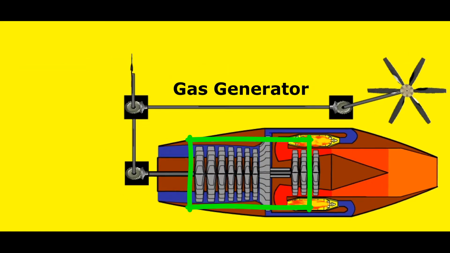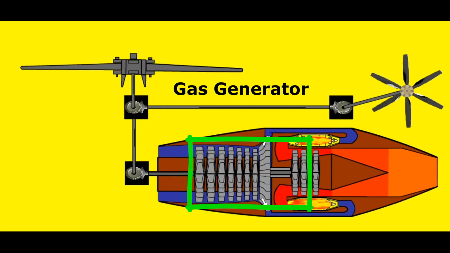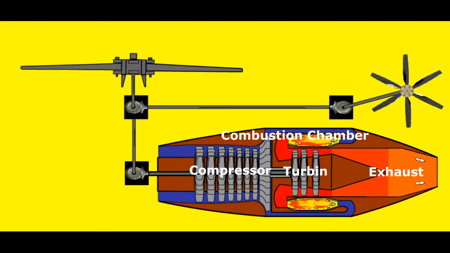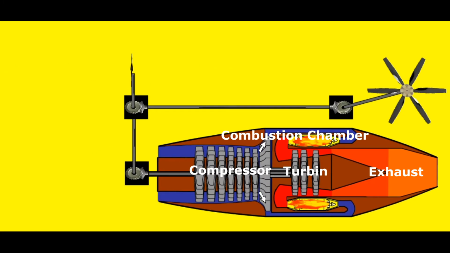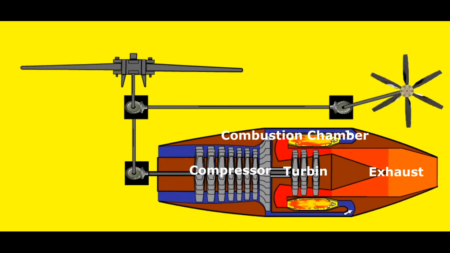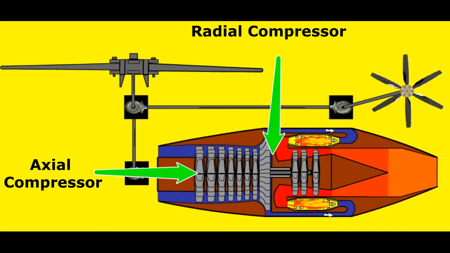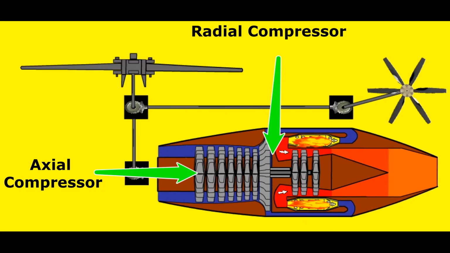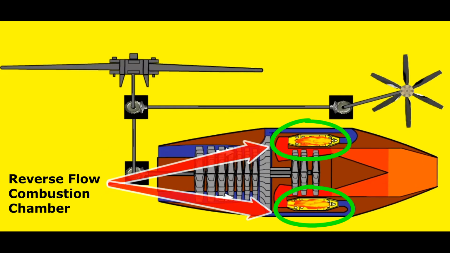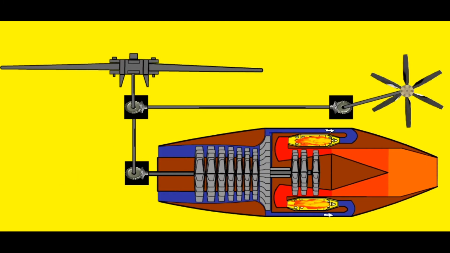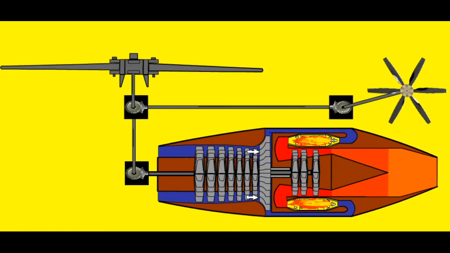The section called the gas generator uses the basic structure that includes the compressor, combustion chamber, turbine and exhaust to continue the engine and generate energy. In turboshaft engines, axial and radial compressors are used together in the compressor section, unlike turbojets. In addition, the use of a reverse flow combustion chamber is common. The detailed operating principles of these sections are explained in the videos of turbojet and turboprop engines.